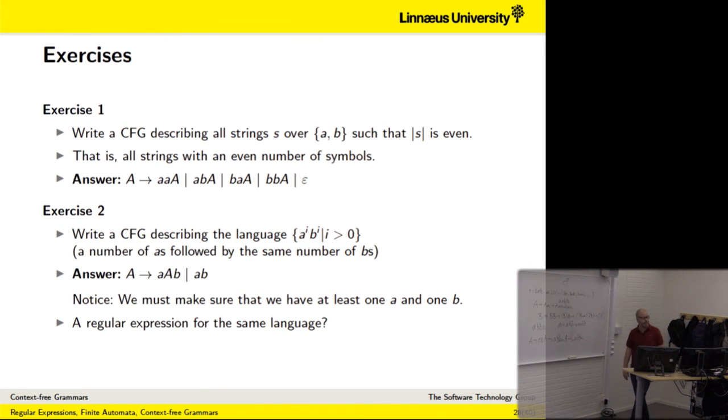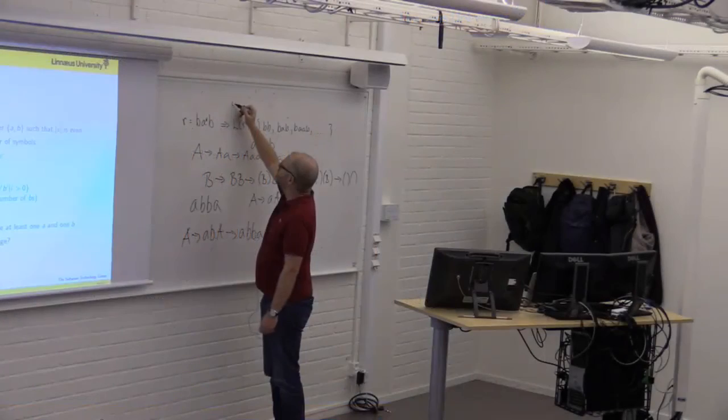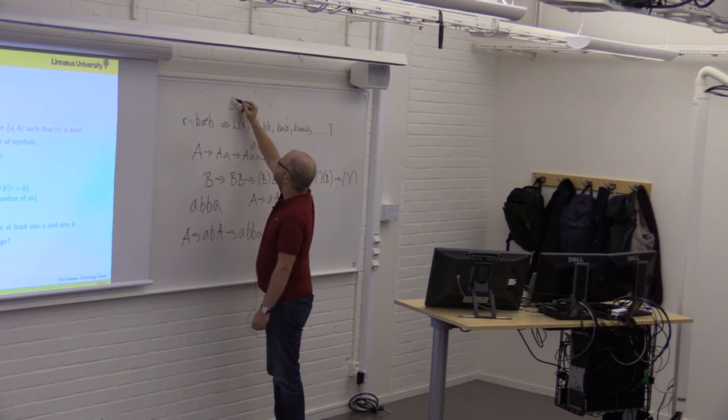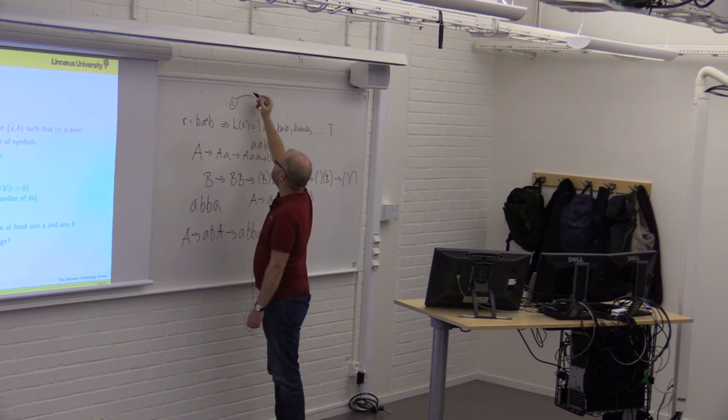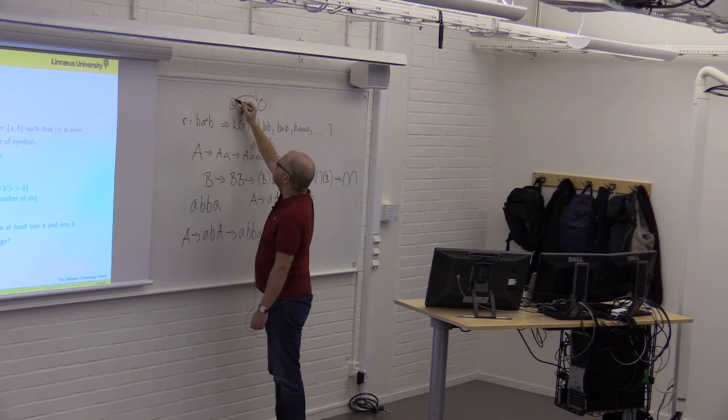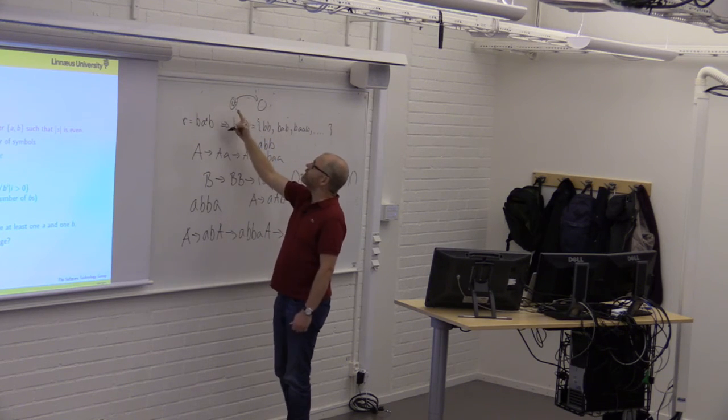A finite automata. What would it look like? I have the initial state. I see an A. I go over here. I have initial state and final state in the same node.